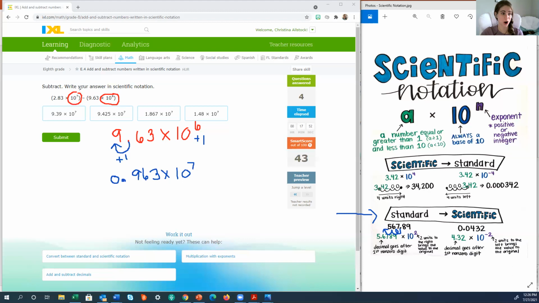Now do our exponents match? Yes, they certainly do. So we're ready to subtract. 2.83 minus 0.963. I've lined up those decimal points, which means I'm going to need to add in a 0 as a placeholder.